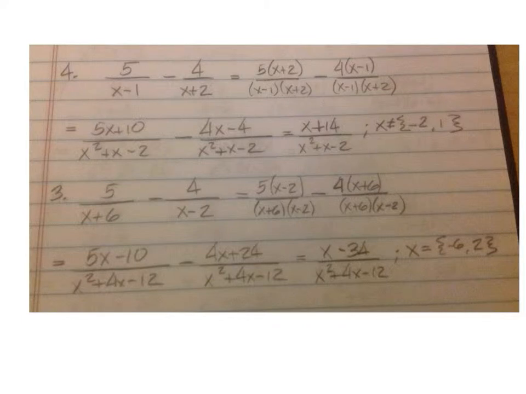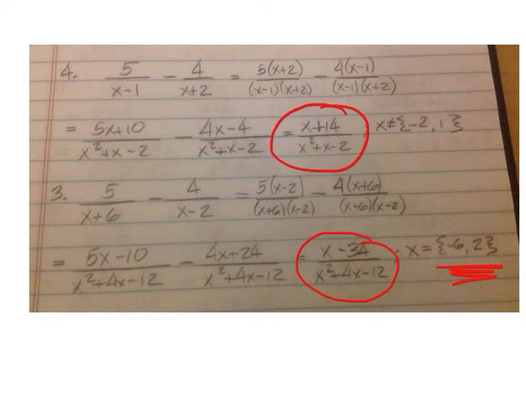On number 4, I did these out of order, but I can still go to 3. 3 is down here at the bottom. x minus 34 over x squared plus 4x minus 12, and negative 6 and 2 are the excluded values. And then up top to number 4, it should be x plus 14 over x squared plus x minus 2. And the excluded values are negative 2 and 1.